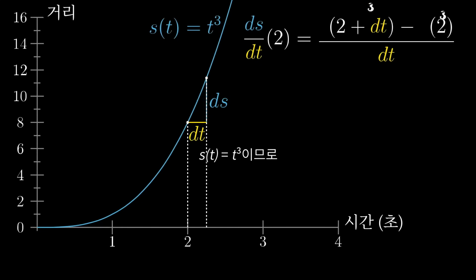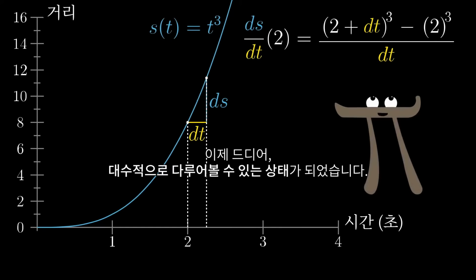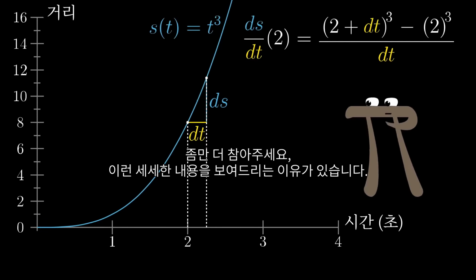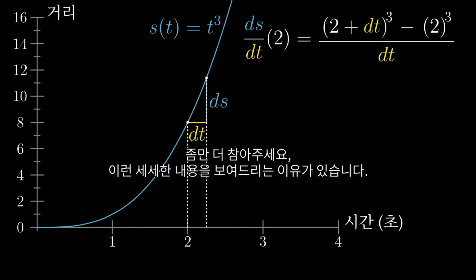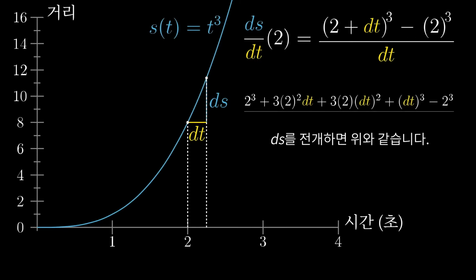Since our function is t cubed, that numerator looks like 2 plus dt cubed minus 2 cubed. And this is something we can work out algebraically. Again, bear with me. There's a reason that I'm showing you the details here. When you expand that top, what you get is 2 cubed plus 3 times 2 squared dt plus 3 times 2 times dt squared plus dt cubed, and all of that is minus 2 cubed.